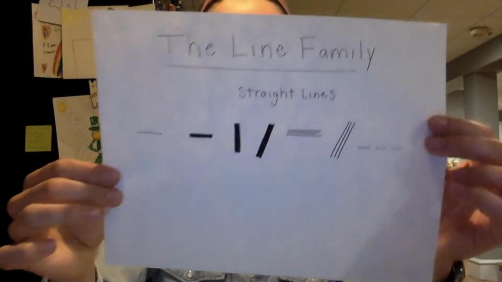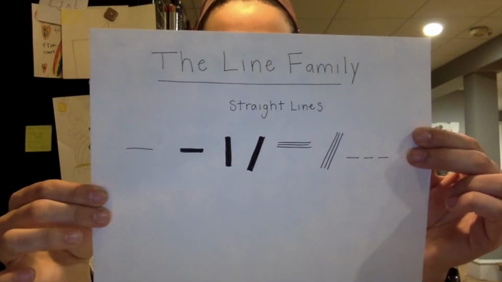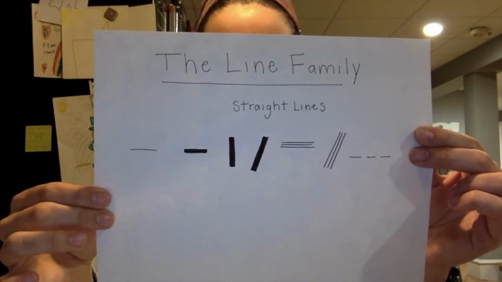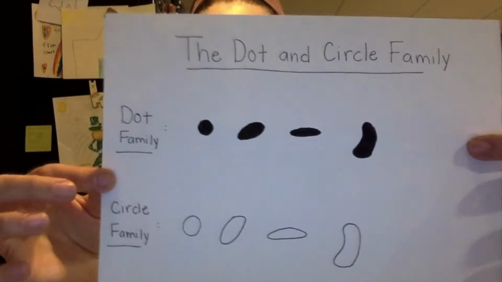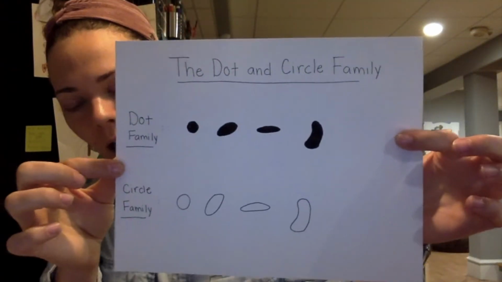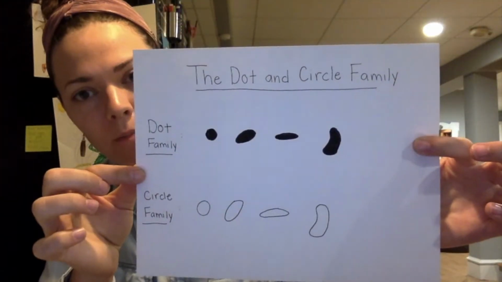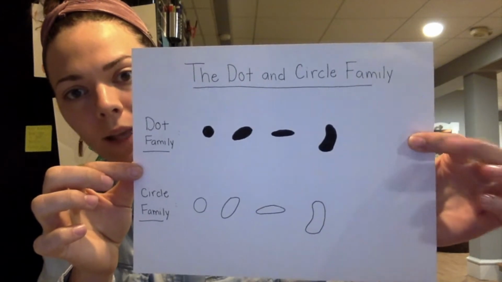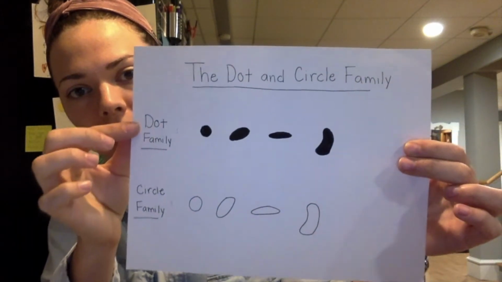So for today's episode, we are going to do another lesson on sketching. Last week, when we talked about sketching, we talked about the line family, and specifically the straight line family. Well, today, I want to talk about the dot and circle family, which looks something like this.